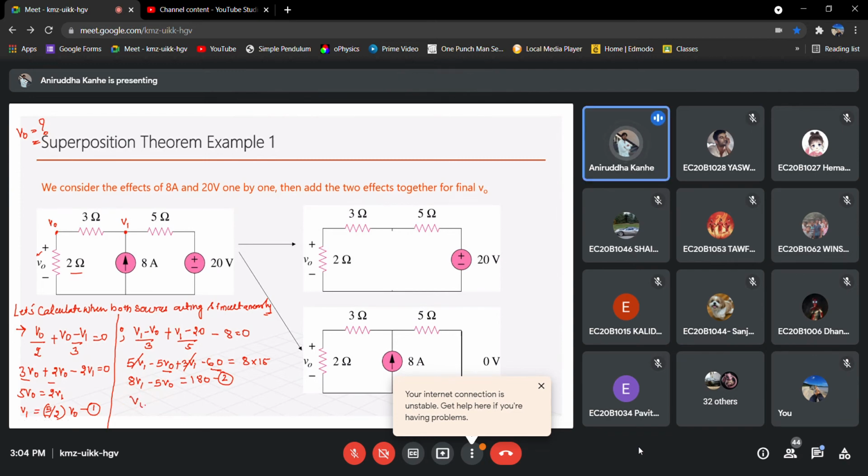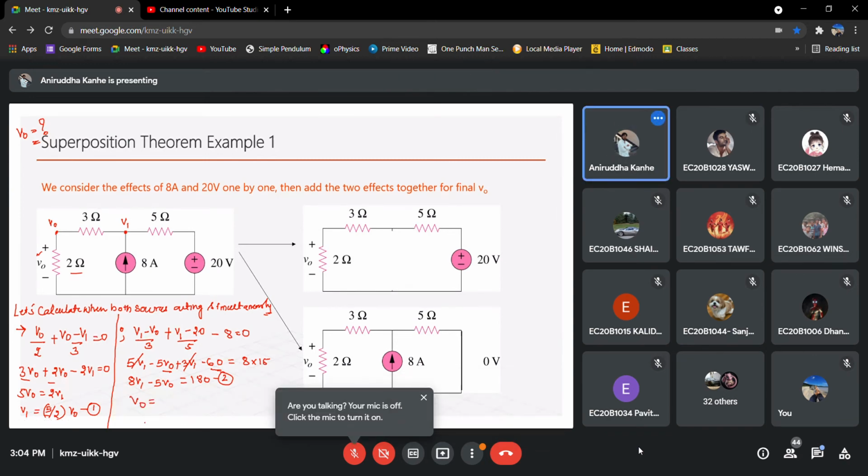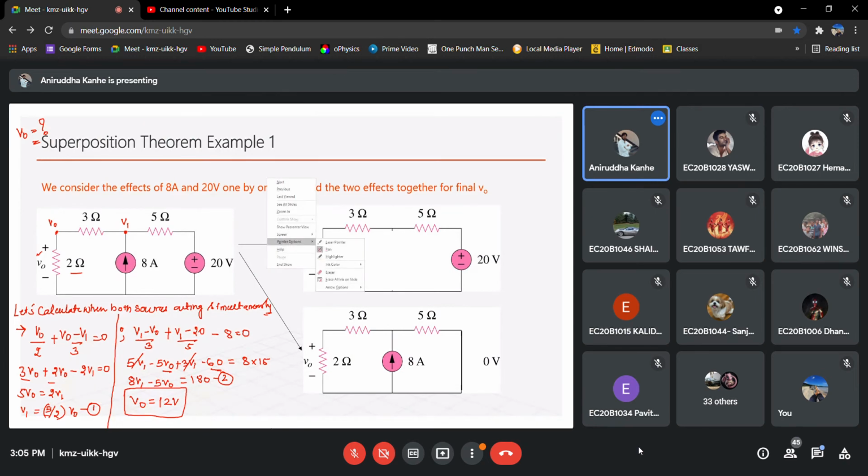Now what about V0? What is V0 there then? What is V0, please? 12 volts. I do not know, you have to tell me. I don't have answers. Is it 12 volts? Is that correct? Now at least everyone can tell, sir. 12 volts.